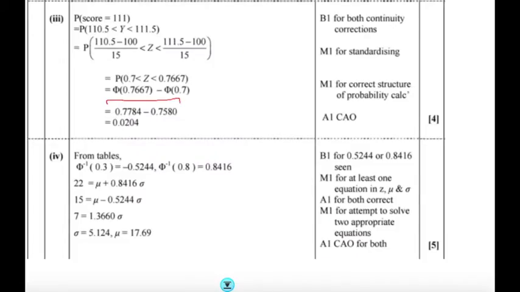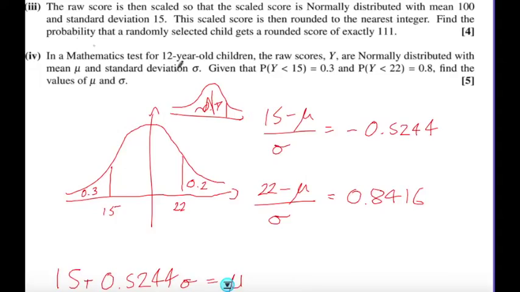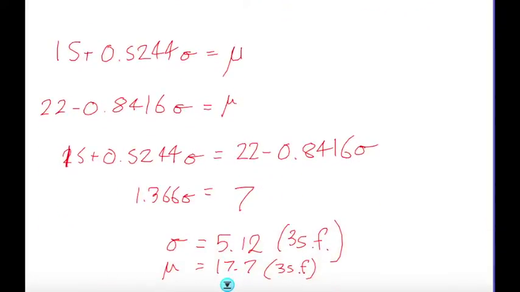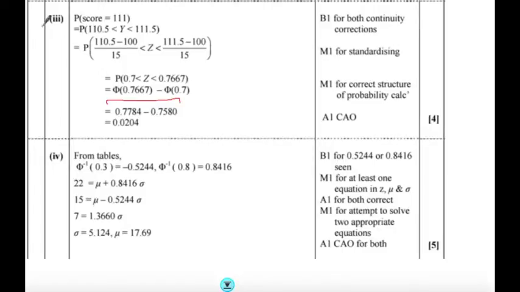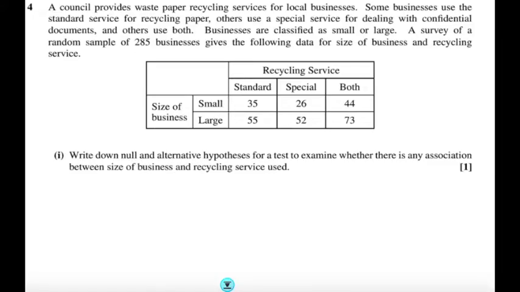Okay, so they've done all the 4 significant figures, but are still correct. Yeah. Okay, so you get a mark for this scene or this scene, a mark for at least one equation in Z, mu and sigma, so something like this, a mark for having them both correct, a mark for attempt to solve them, and then a mark for both of these. So I think in general 4 significant figures is right unless it's a probability, is a good rule of thumb, in which case you can do 5 significant figures.